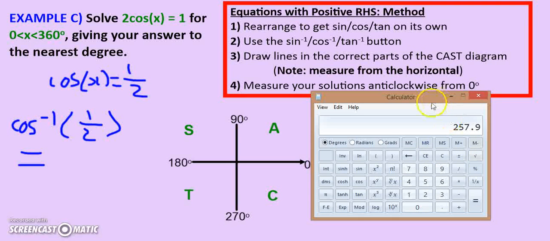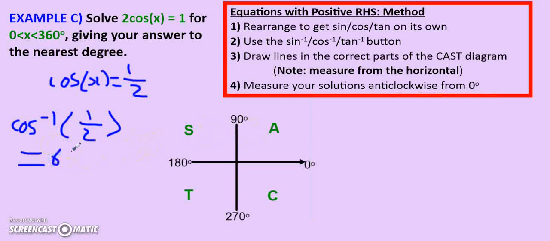So half is 0.5. And we'll do inverse cos of that. Well, it turns out that this is exactly 60 degrees. Well, that's handy. I don't even need to round that to the nearest degree. It's got an exact answer of 60 degrees. Brilliant. Now I need to draw some lines on the CAST diagram, as I've been doing before.